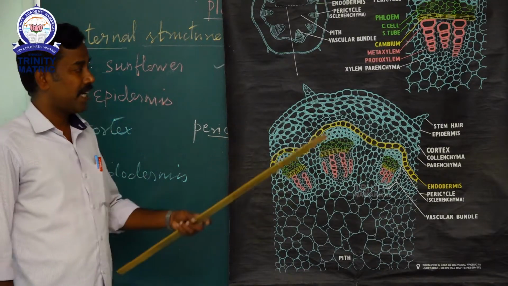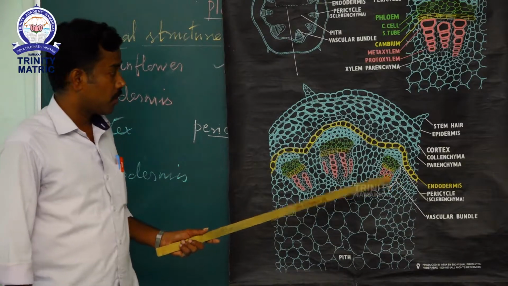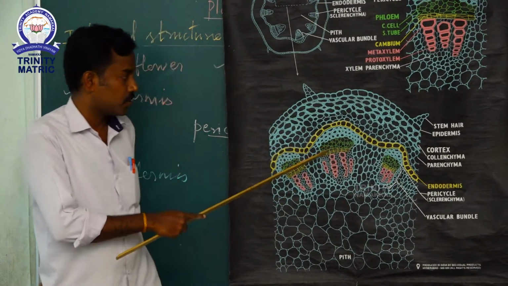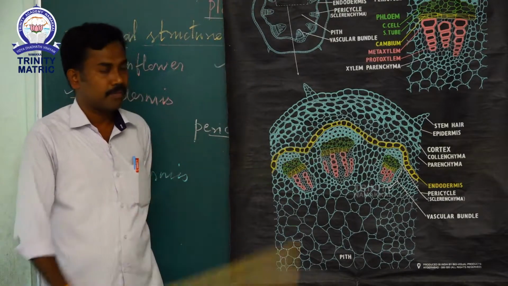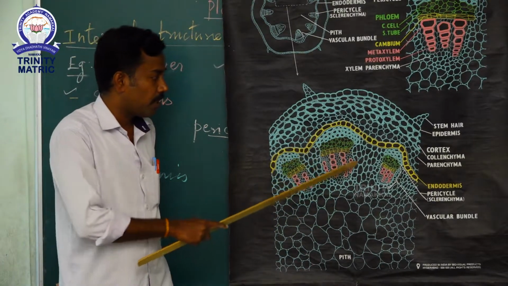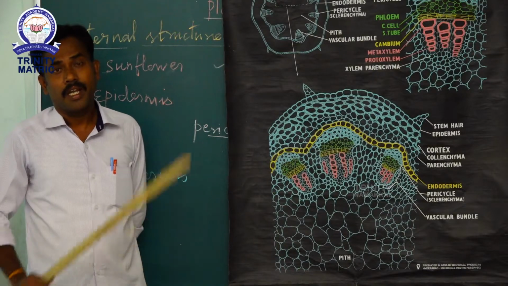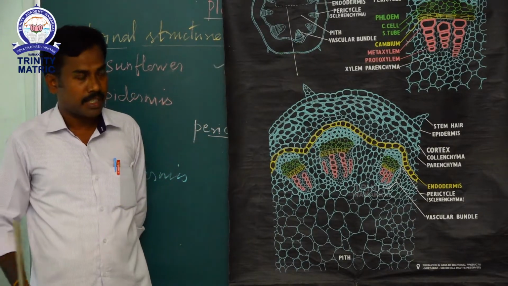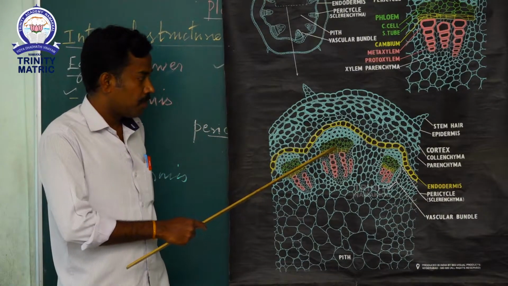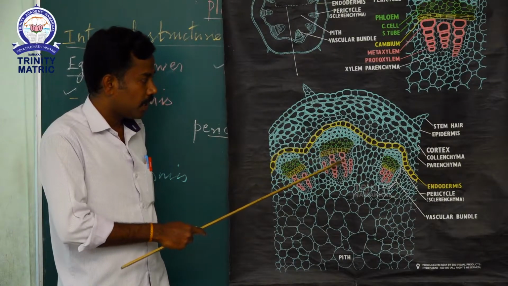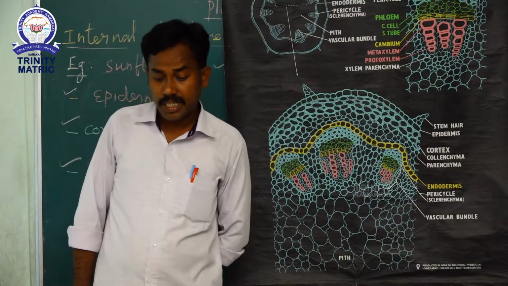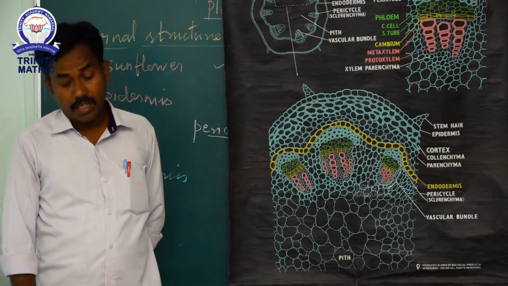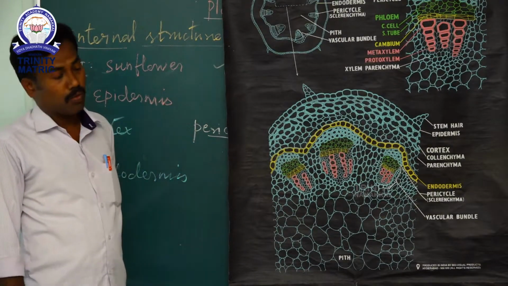The next one is open vascular. Open means cambium tissue is seen in between the xylem and phloem. That is called open vascular. Whereas closed means the cambium cells are totally absent. When cambium is seen in between the phloem and xylem, it is called an open vascular bundle. So the vascular bundle is conjoined, collateral, endarch and open.